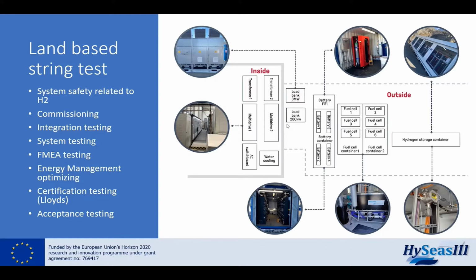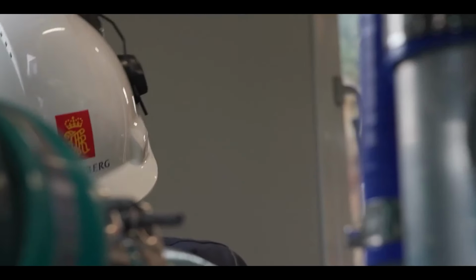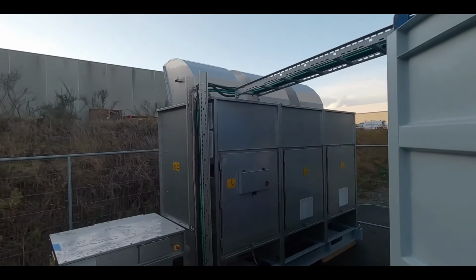full-scale test facility. At this test facility, we have on the outside a hydrogen storage with 2 times 50 kilogram of hydrogen. Included into this hydrogen storage is also a flow meter, enabling us to measure the amount of hydrogen we are using. There are 2 fuel cell containers with 3 fuel cells inside each, and the fuel cells are 100 kilowatt. So in total, we have 600 kilowatt of fuel cell power.